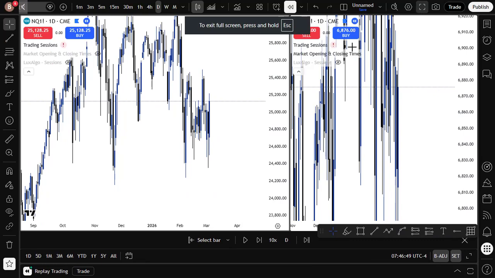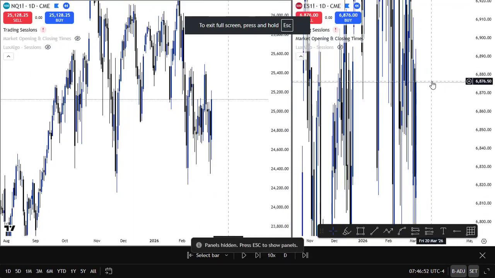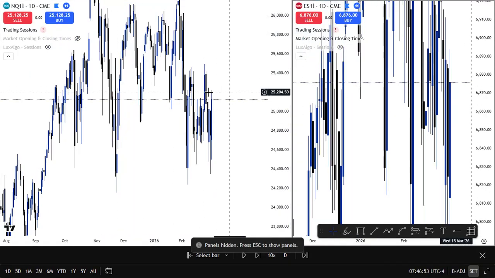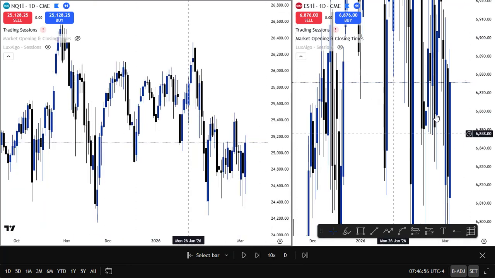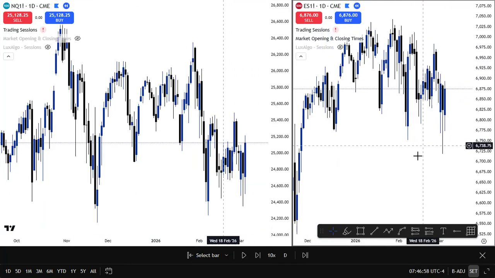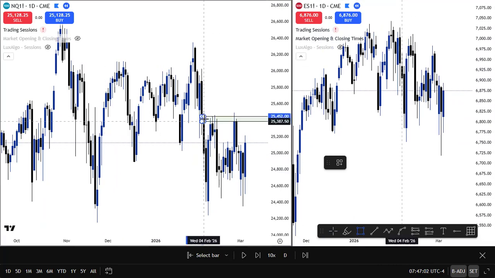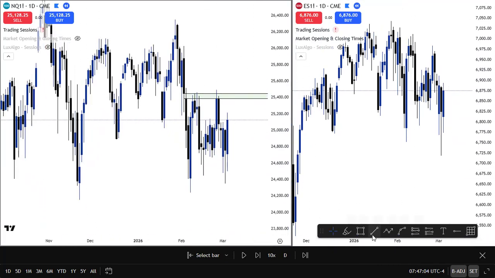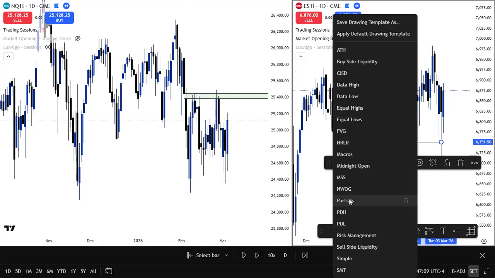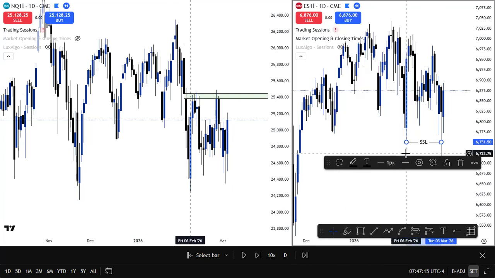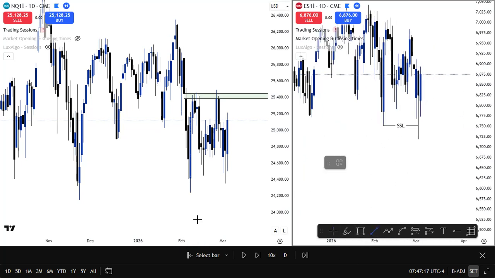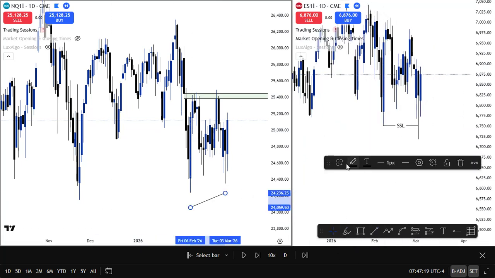Okay, here we go. So what I can see, there's actually a few things I can see immediately that I already marked many times. As we know, this level is extremely important. Then we know that the sell side on Yes was taken, but failed to do the same on Nasdaq. So we of course mark this as our SMT.